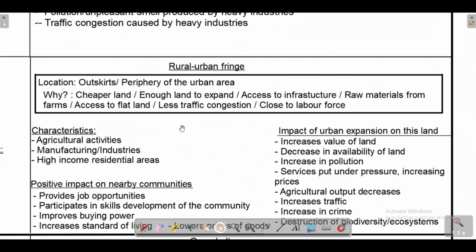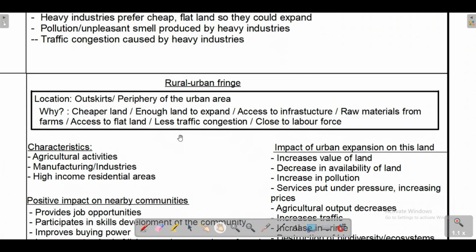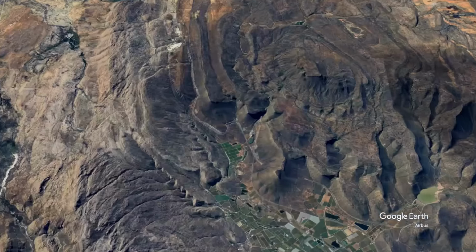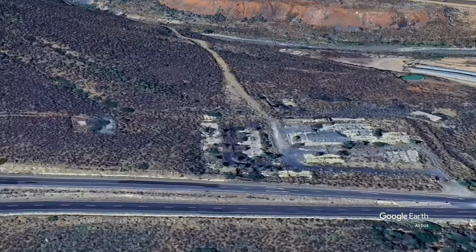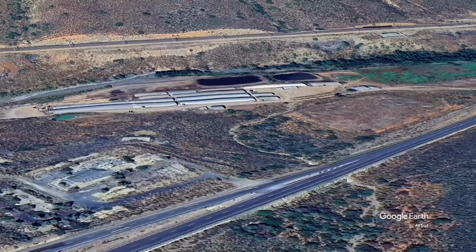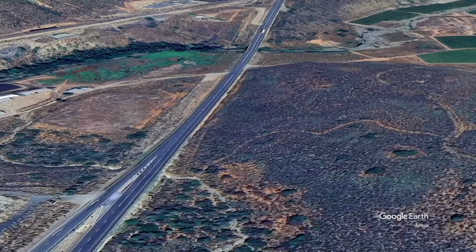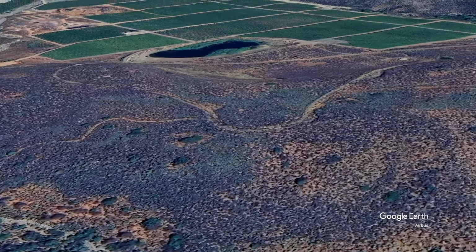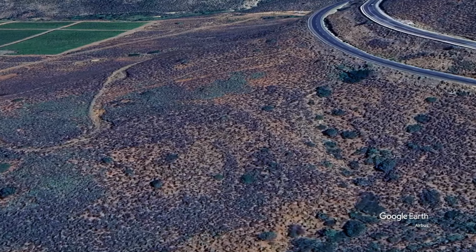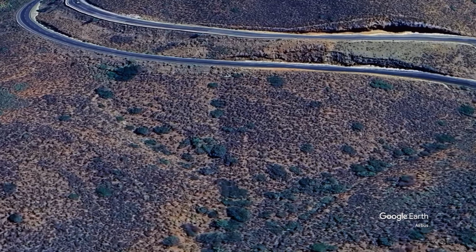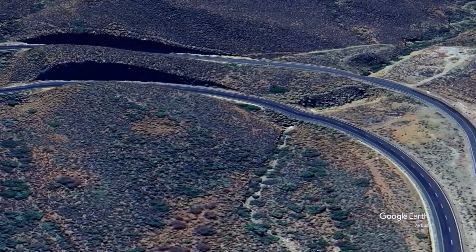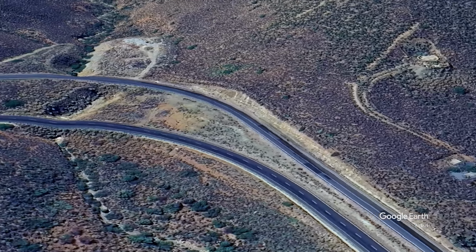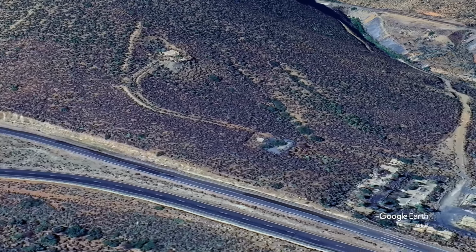So this is where you have your golf courses, where you have your farms, like your Cape Winelands. That's an example of a rural urban fringe. So here there's cheaper land, it's cheaper than the CBD, it's cheaper than the city center, but there's enough land to expand because the building density is not high, and of course the land is cheap. It has access to infrastructure. There's roads and actually railways that pass through these areas. You have raw materials from the farms.